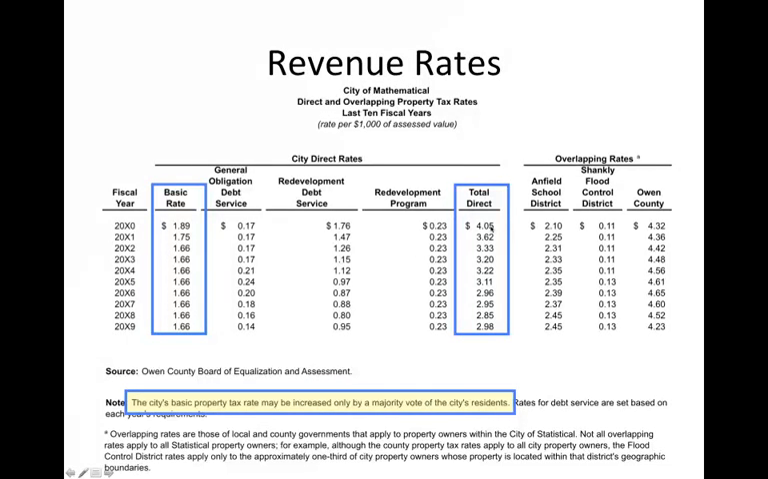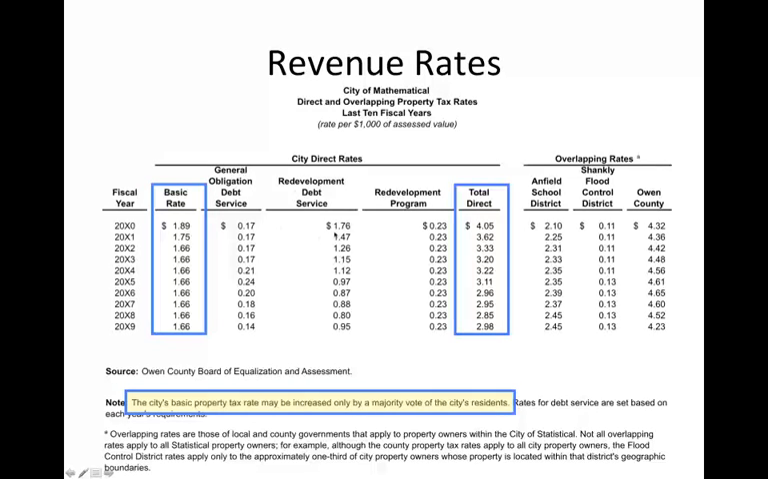And if you look at this government, you can see that its total direct rate dropped a little bit more than 25% over that 10-year period. It was a little bit over $4 per $1,000 of assessed value, and it was just under $3 by the end of the 10-year period. The basic rate dropped a little bit early and then remained steady throughout that 10-year period.